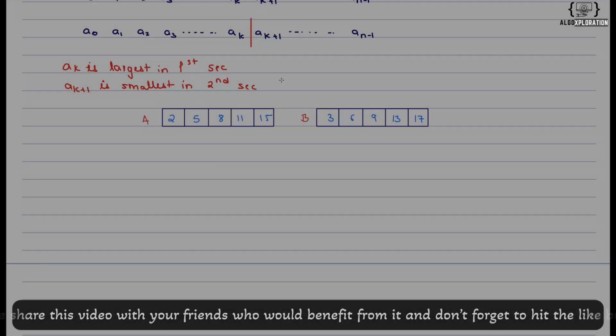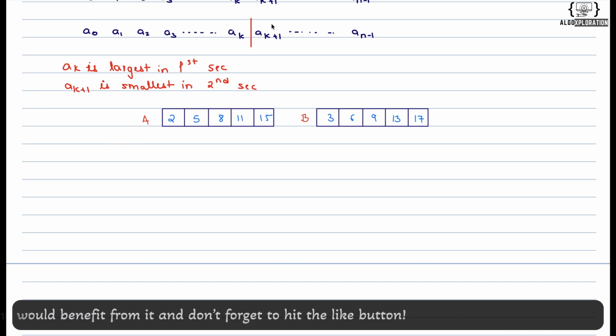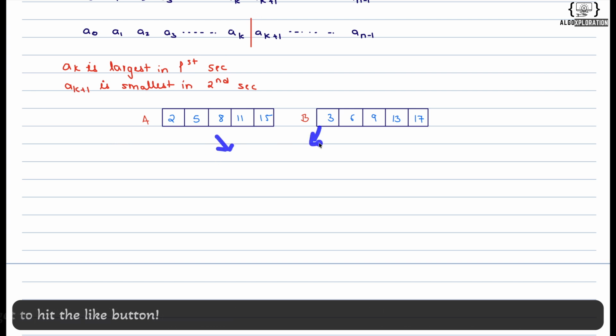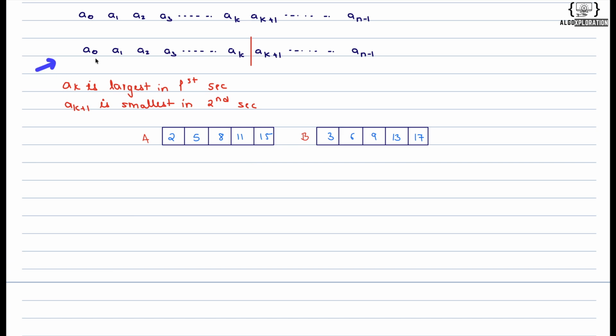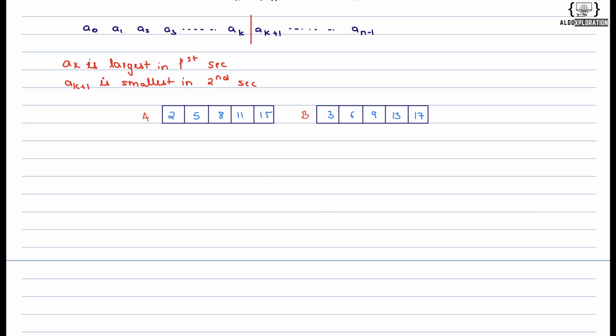Now let's move further. I'm taking the same example in which, after combining these two arrays, the length of the resultant array turns out to be even. Since the length is even, obviously the length of the first section will be equal to the length of the second section, right? So here, since the length of the resultant array is 10, for the first section the length is 5, and for the second section the length is also 5. So let's try to pick some elements from array A. Case 1: let's try to pick only two elements.